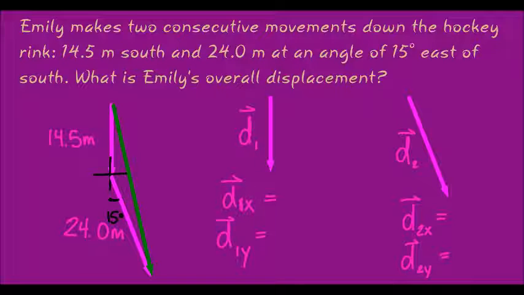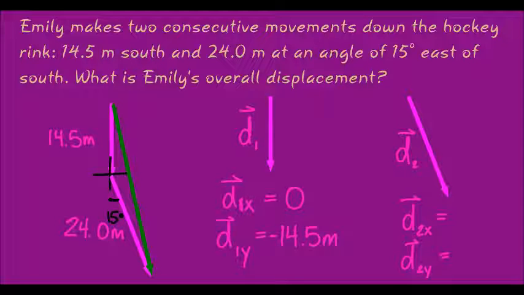So looking at d1, I noticed that it's pointed downward. It's pointed south. Vectors that point directly up or directly down do not have an x component. So its x component is 0. Its y component is that 14.5 meters. But since it's pointed downward, that y component is negative. It's an important thing to pay attention to.